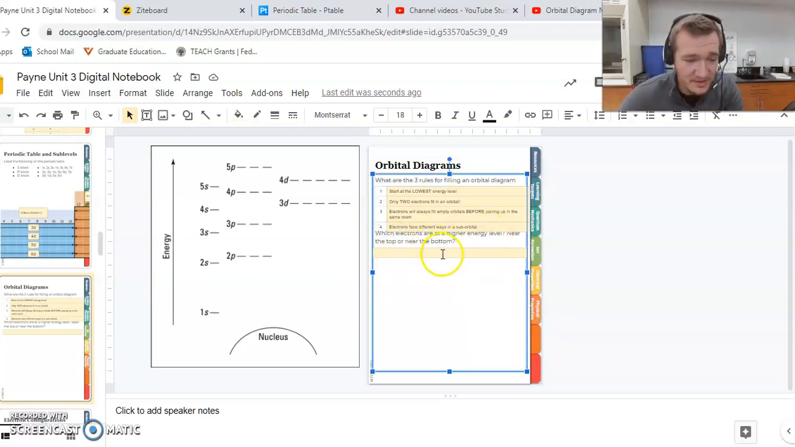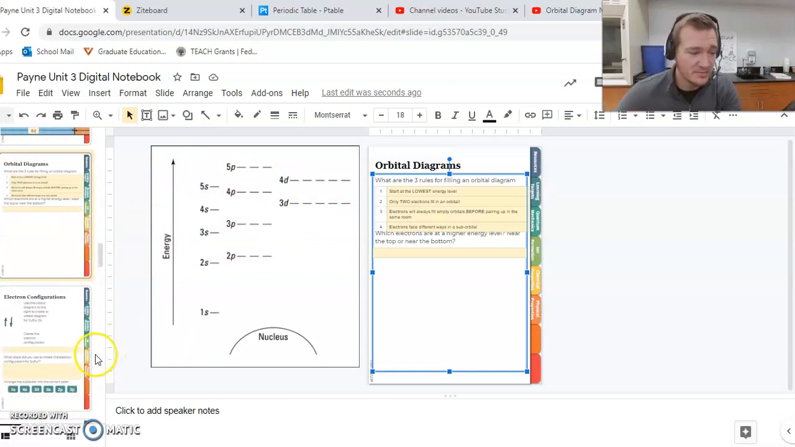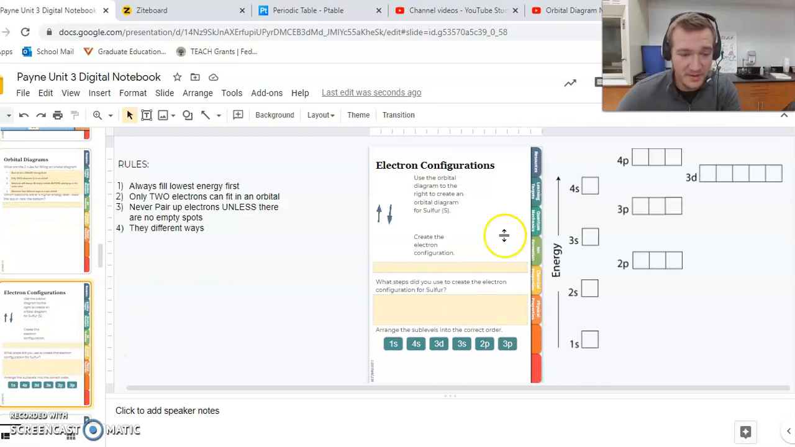And then we answer this. Which electrons are higher energy, near the top or near the bottom? Well, these bottom ones have the lowest energy, so that must mean the higher energy is all the way up here, right, with these guys. Cool. That was a little fast, but I promise it'll make sense once we do this page right here.